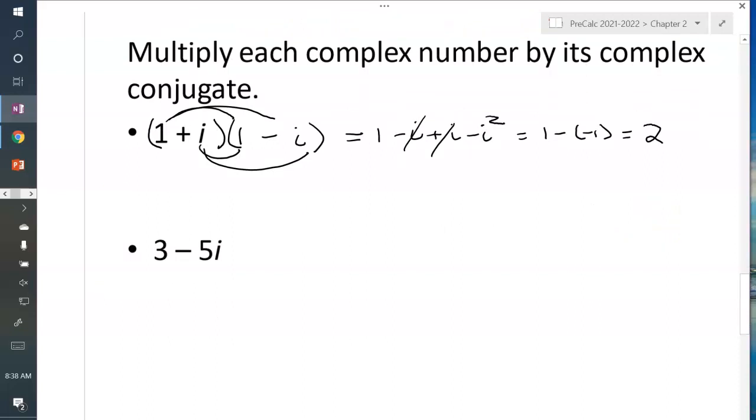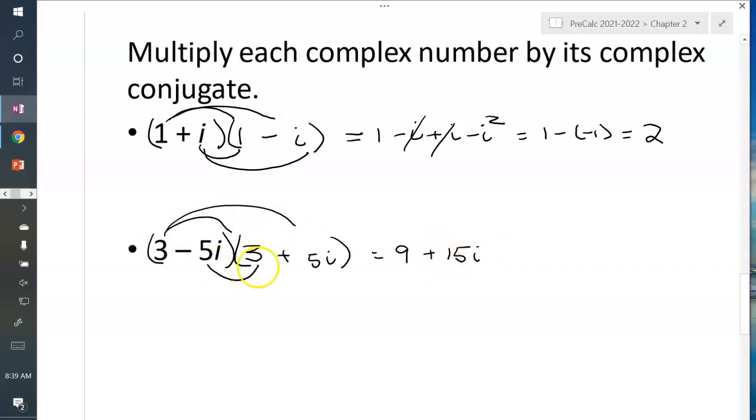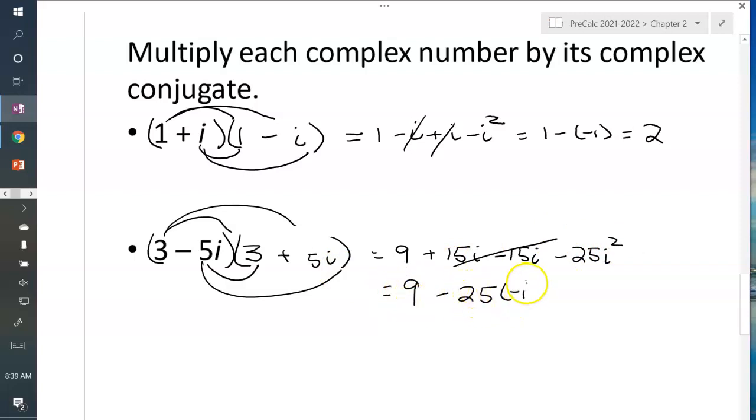Now try this one. Write your first term, write the last term, change that minus to a plus. Now you've got your conjugate and you're ready to distribute. 9 plus 15i minus 15i. So you can see those 15i's are going to drop out. Minus 25i². Those drop out. So I get a 9 minus 25 times the negative 1. That's actually 9 plus 25. And our answer there is 34.